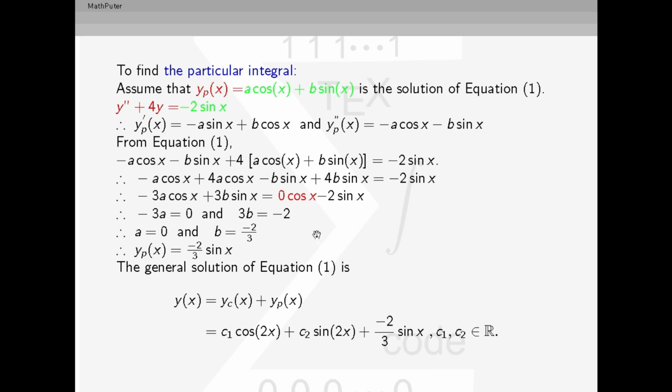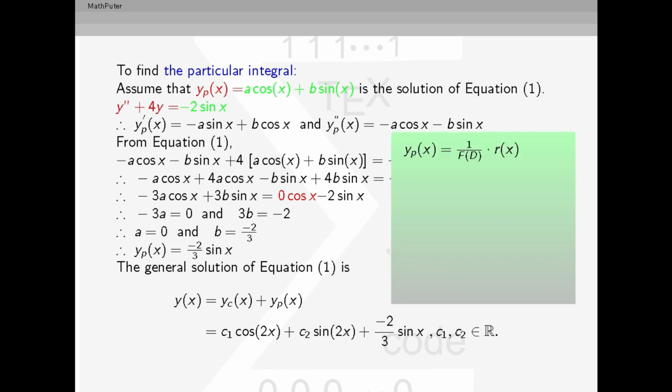Okay, now in the last lecture we also discussed that there was another method to find yp(x). So do we have that kind of method here for trigonometric functions or not? So yp(x) is this, 1 upon f of D into R(x). This is another way how we find yp(x). So in the examination, either you can follow this method or this shortcut also. What is f of D? It is D square plus 4, and R(x) is the right hand side, which is minus 2 sine x.